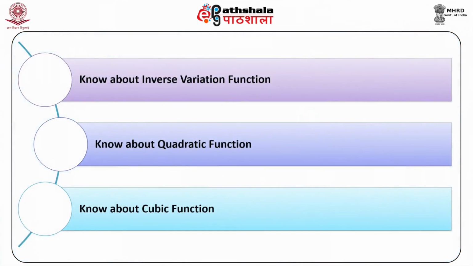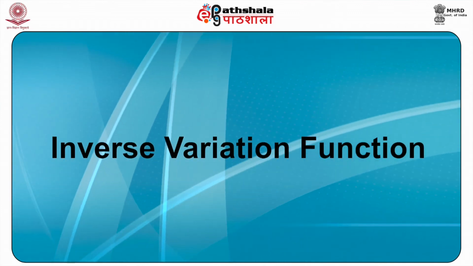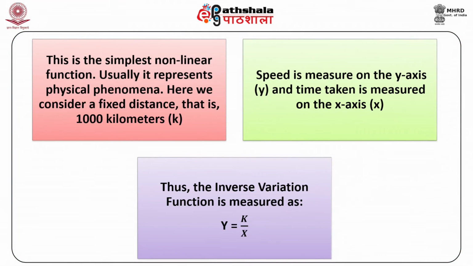After studying this module, you would know about the inverse variation function, about the quadratic function and the cubic function. The inverse variation function is the simplest nonlinear function. Usually it represents physical phenomena. Here we could consider a fixed distance, let us say 1000 kilometers, represented by k. The speed is measured on the y-axis, y, and time taken is measured on the x-axis.